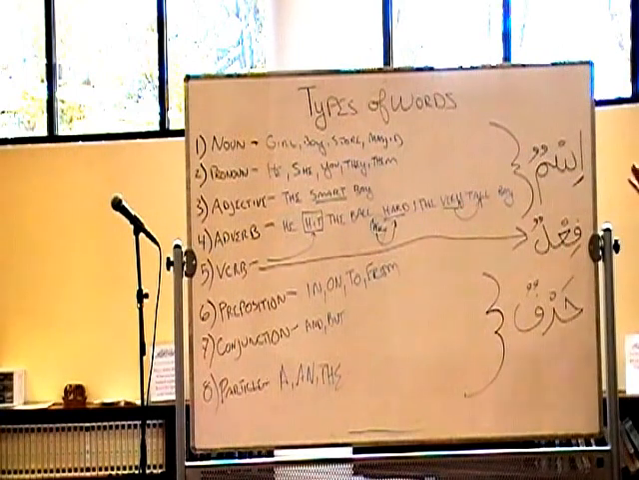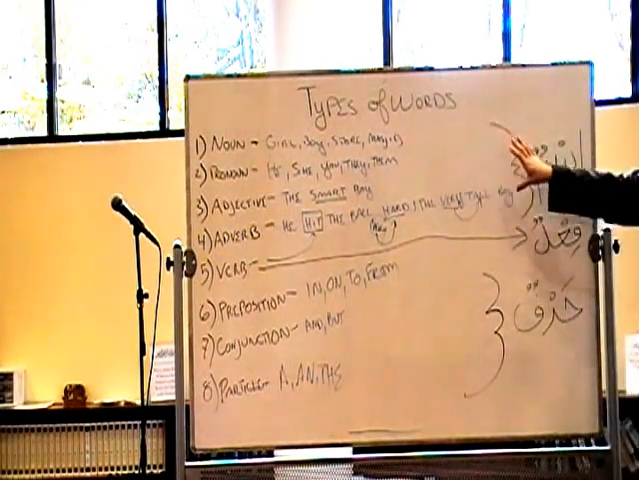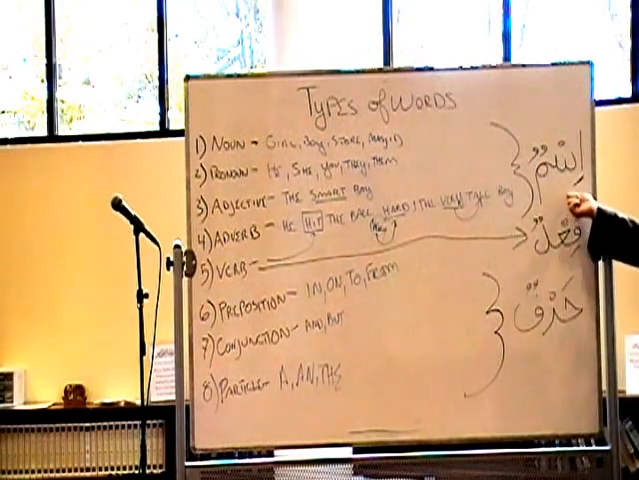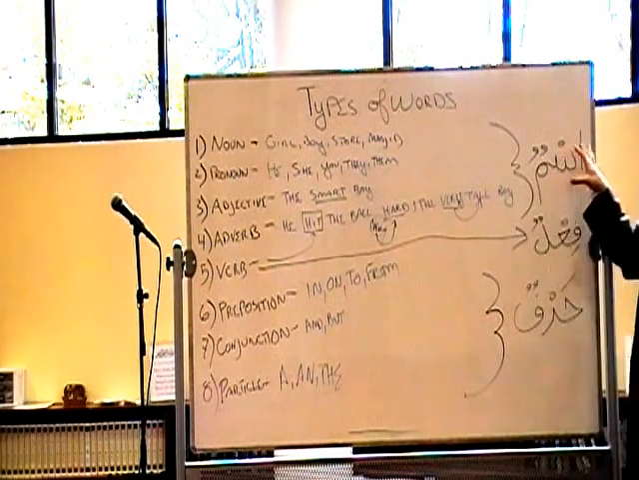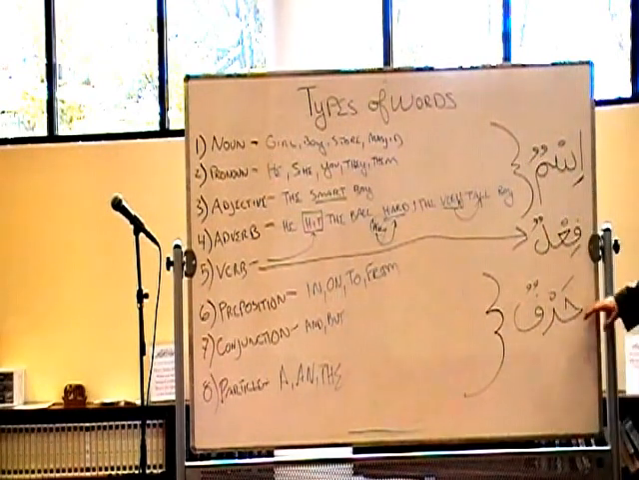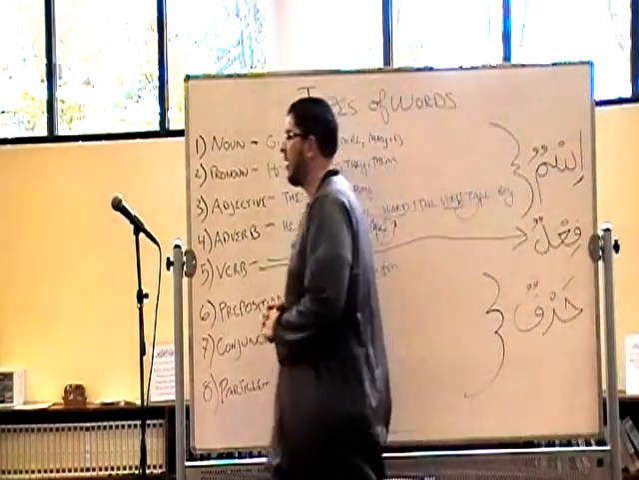Okay? So now I've demonstrated to you how the English words can be categorized into the Arabic types of words. Hopefully this will give you a perspective as to what the functions of each of these are. But inshallah, for a little bit more detail to understand the difference between these three, we'll discuss that in just a moment. Okay? Are there any questions?